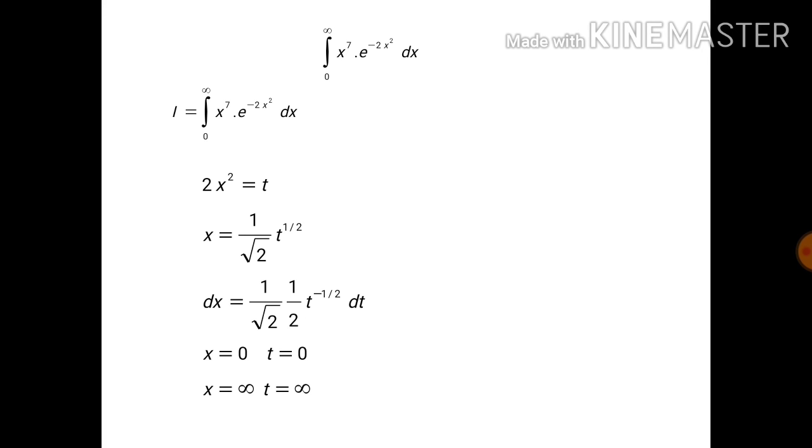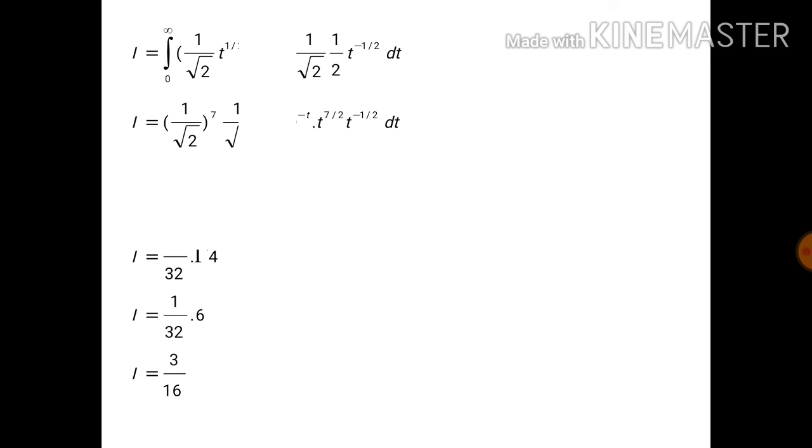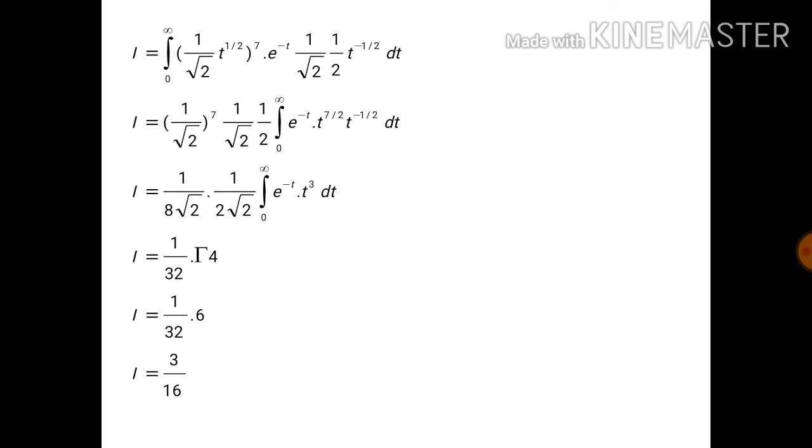Next, the integral from 0 to infinity of x raised to 7 e raised to power minus 2x square. The procedure is power of e equal to t: 2x square equal to t, x is equal to 1 by root 2 t raised to power 1 by 2, dx is equal to 1 by root 2 into 1 by 2 t raised to power minus 1 by 2 dt. When x is equal to 0, t is equal to 0; when x is equal to infinity, t is equal to infinity. Then substitute the value and you get this result. Then take the constant term common, 1 by root 2 raised to power 7 into 1 by root 2 into 2, the integral from 0 to infinity of e raised to power minus t, t raised to power 7 by 2 and t raised to power minus 1 by 2. Bases being equal, adding the powers, 7 by 2 minus 1 by 2 is t cube.